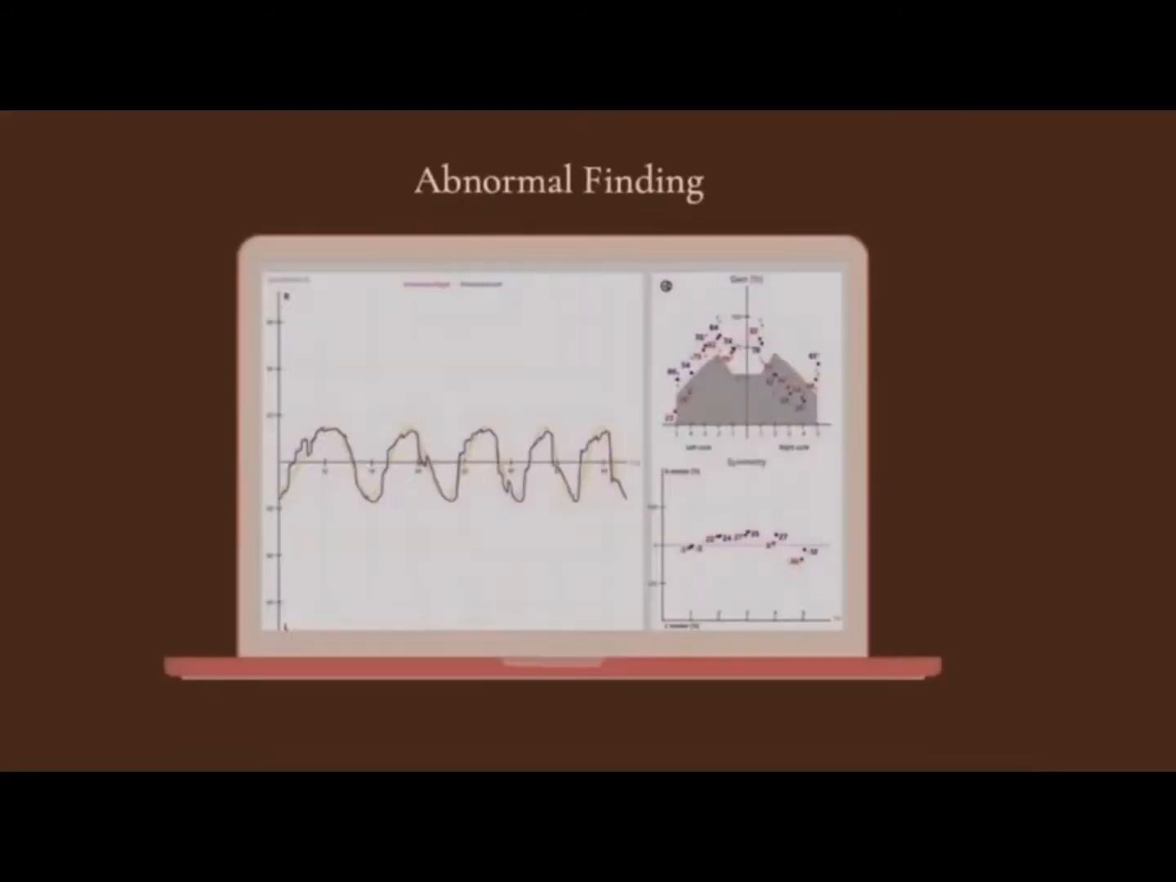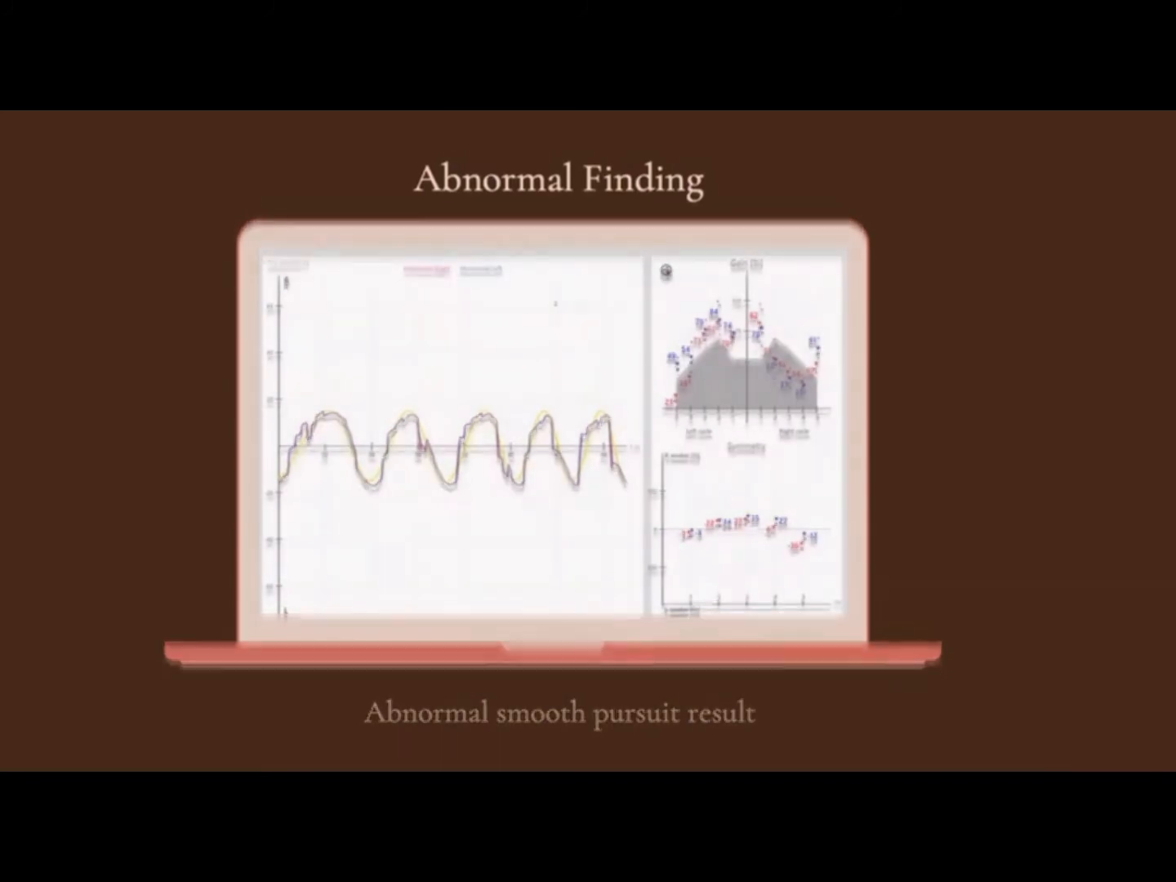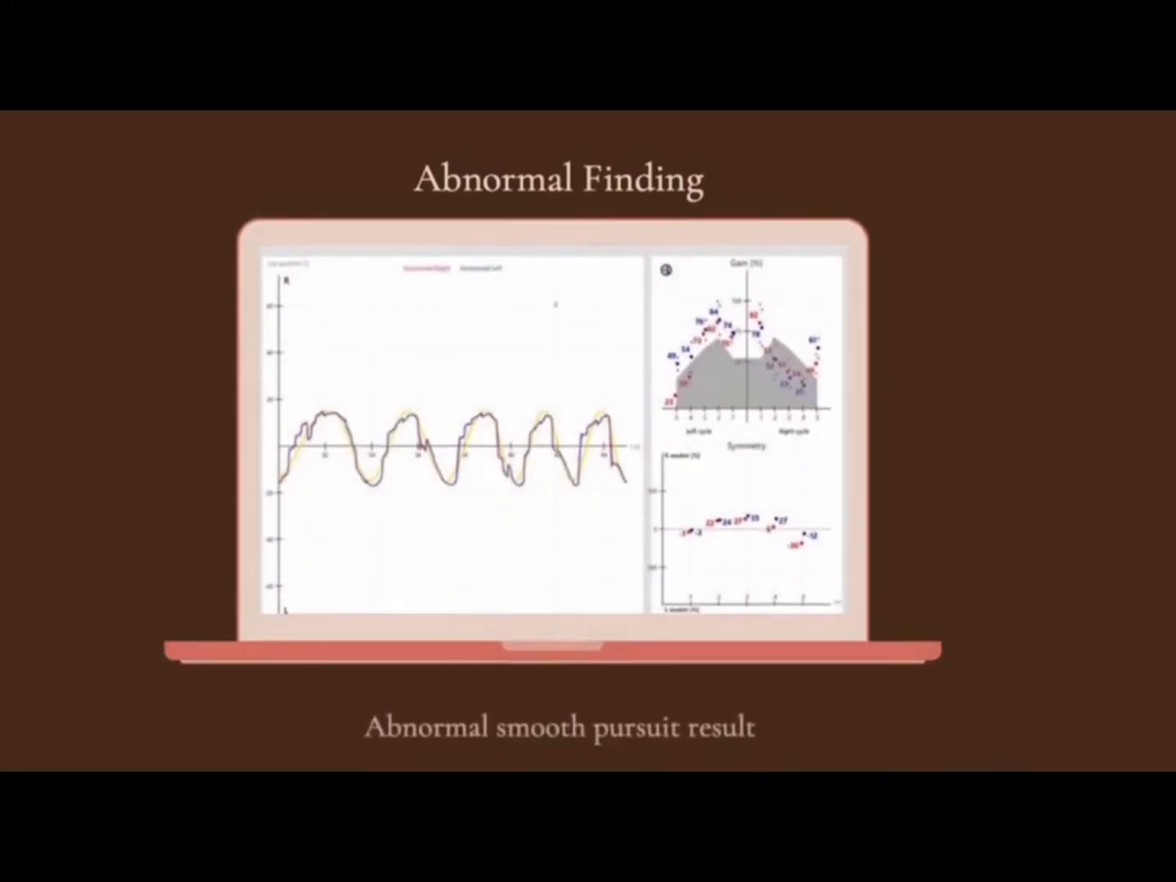So next is the abnormal smooth pursuit result. It is important to know that the smooth pursuit test is the most sensitive of the ocular tests to age effect. Older patients are more likely to produce errors during the performance of the test.